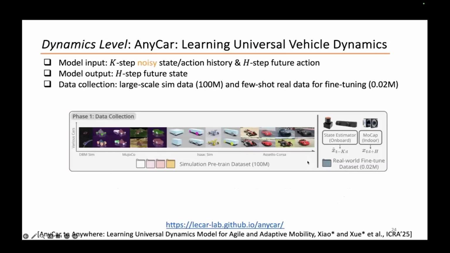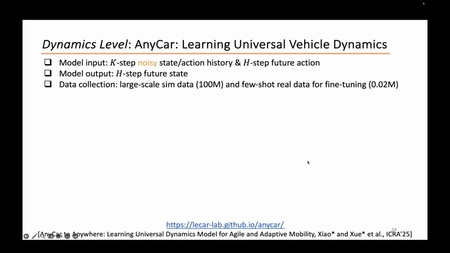The model input and output is quite straightforward. This is a sequence-to-sequence prediction model. The model input is a k-step noisy state-action history and h-step future actions, and the model output is the h-step future states. It's basically a history-conditioned sequence prediction model parameterized by a transformer. The key point of this paper is, as you can imagine, learning this directly in the real world is very, very expensive.